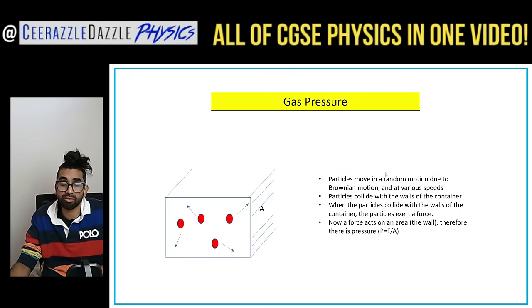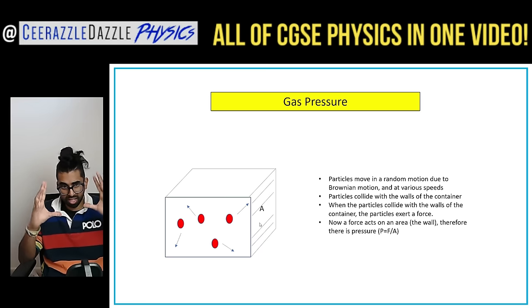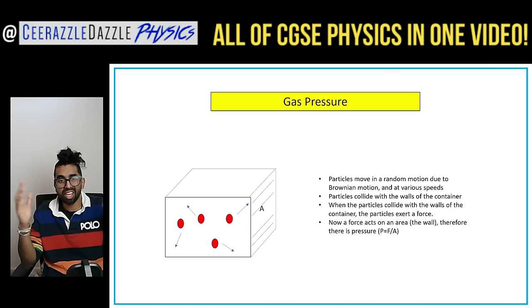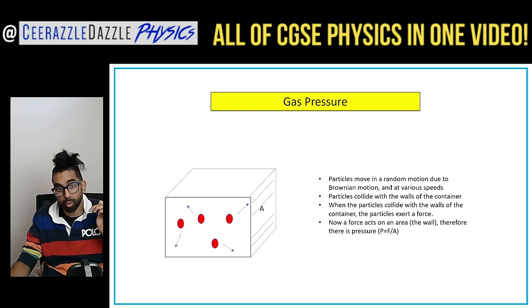Gas pressure. First of all, gases actually have pressure. If you've forgotten, pressure is equal to force divided by area. Let's say we have a box over here, and the particles are moving around. Every time they collide with the wall of the container, they exert a force. So now we've got collisions, force acting over a unit area, hence why there's a pressure. So gases have a pressure because of the collisions of the particles against the walls of the container.